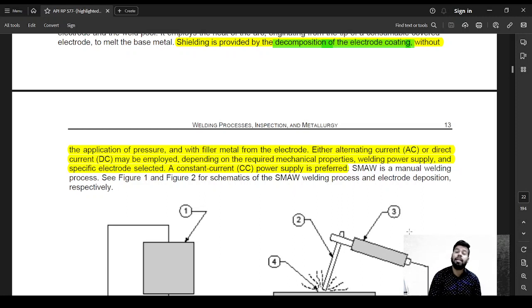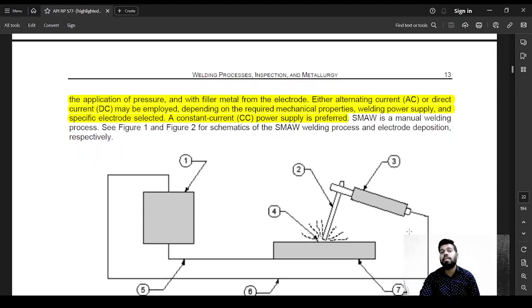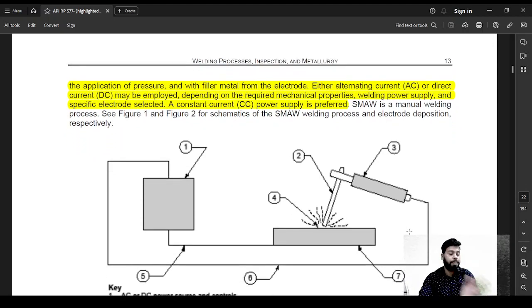So you can use an AC current, you can use a DC current, both are possible. But generally a constant current power supply is preferred. Okay, it's a constant current process. So if your electrode is closer to the object, your voltage is lower. If your electrode is far away from the object, your voltage increases because it's a constant current process.